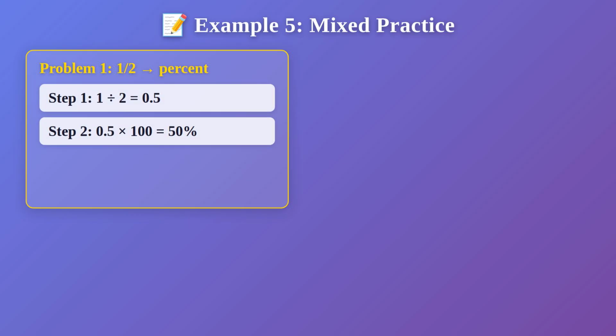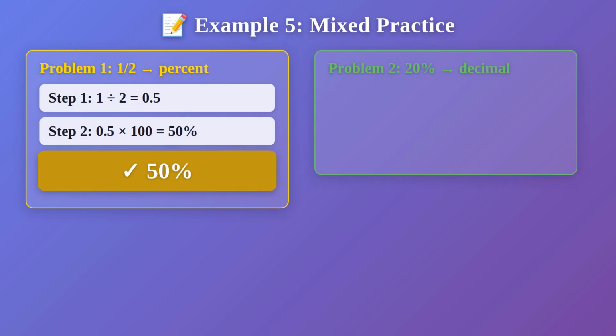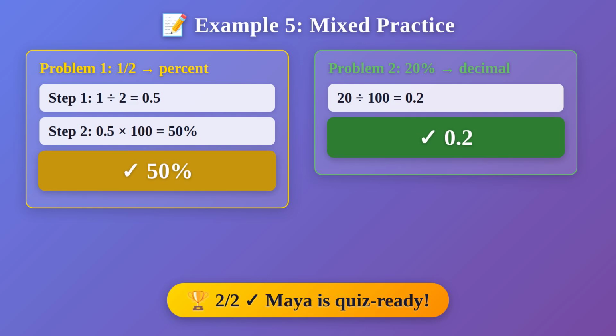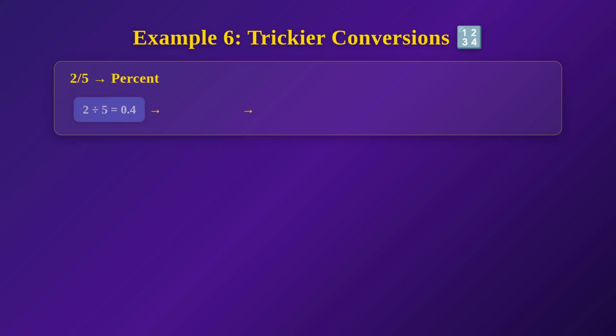Maya's last two worksheet problems are a mix. First, convert 1/2 to a percent. Step 1, fraction to decimal. 1 divided by 2 equals 0.5. Step 2, decimal to percent. 0.5 times 100 equals 50%. So 1/2 is 50%. Second problem, what is 20% as a decimal? 20% divided by 100 equals 0.2. So 20% is 0.2. Two quick problems, two correct answers. Maya is ready for that quiz.